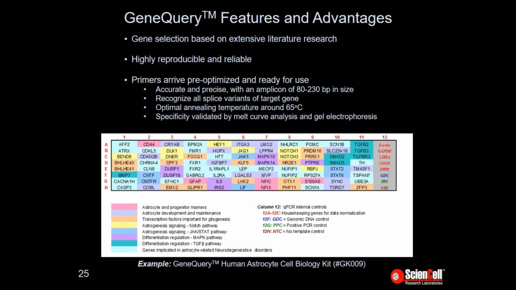The Gene Query human astrocyte cell biology kit layout is shown here to give you an idea of how these pre-designed kits might work. Columns 1 through 8 are the 88 most relevant astrocyte cell biology genes we selected. Column 12 contains the 8 controls. Examining our astrocyte cell biology kit more closely, you can get a sense of how these kits can be used according to your research needs.